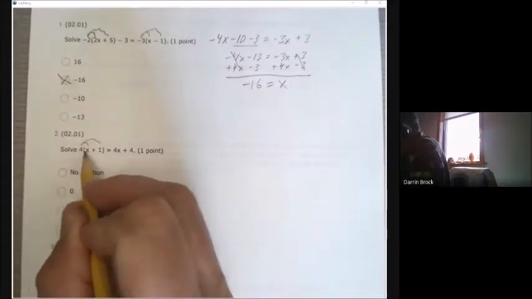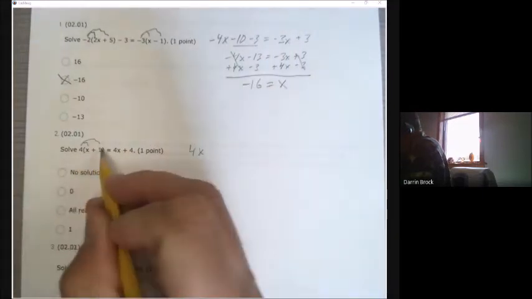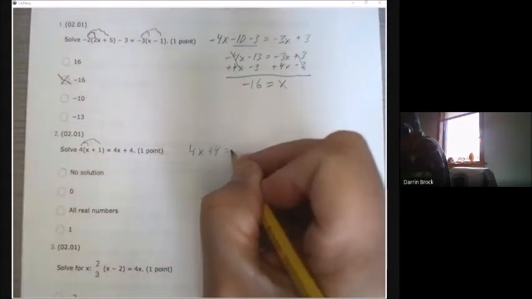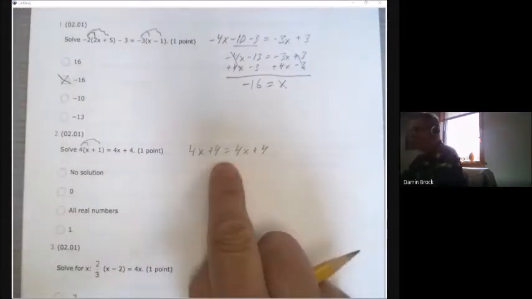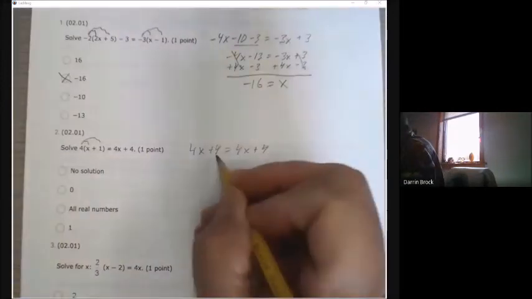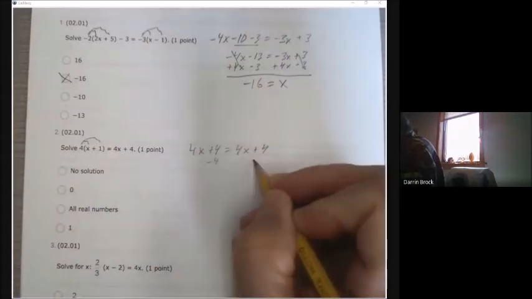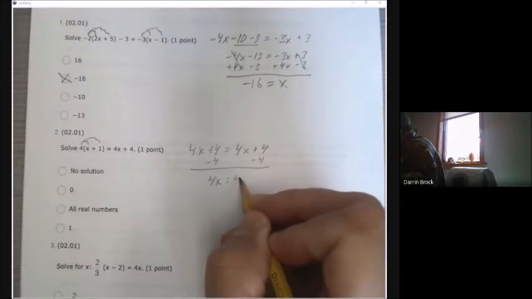So 4 times x is 4x. 4 times 1 is 4. And the other side is already simplified. So we got 4x plus 4 equals 4x plus 4. Well, that already looks very interesting. We can go ahead and solve it. If we take -4 from each side, we got 4x equals 4x.